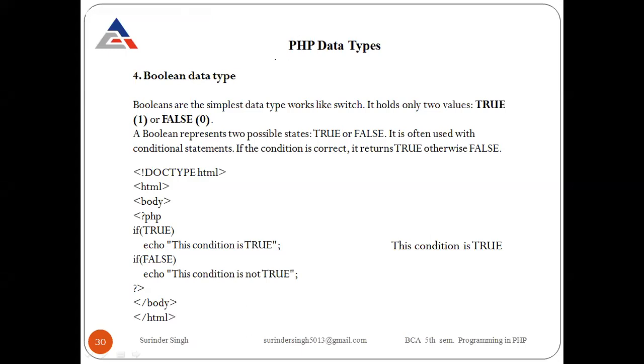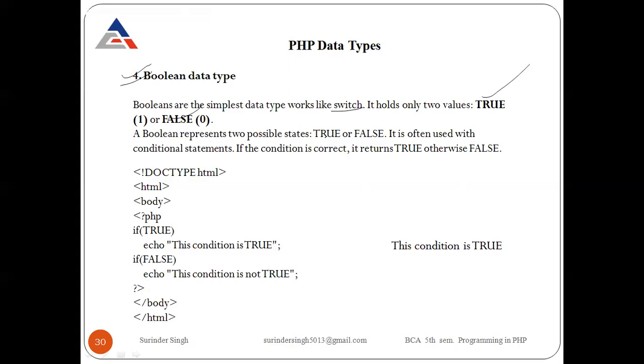Now the next type is the Boolean data type. Boolean data type works like a switch. It holds only two values, true and false. Clear? True means 1 and false means 0. It has only two values, true and false.